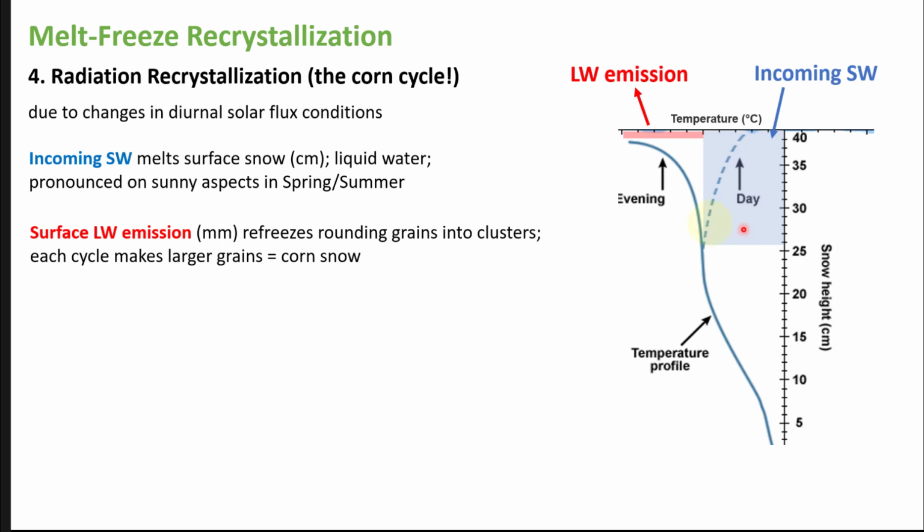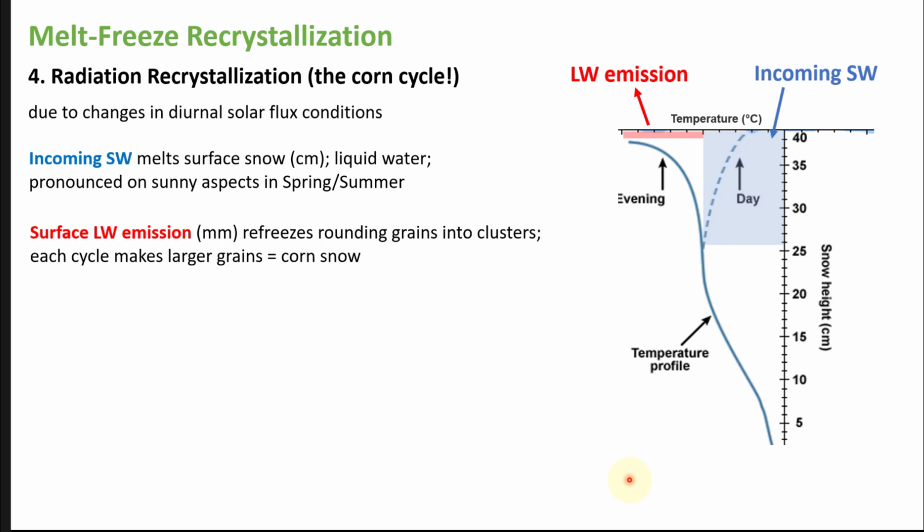So you get deeper penetration and warming during the day, and then you get really shallow cooling events because of the long wave emission. So what happens is during the day you get quite a bit of liquid water generated because you start to melt that surface layer, and then as the system cools overnight, you end up refreezing those grains into clusters, and each cycle makes larger grains.